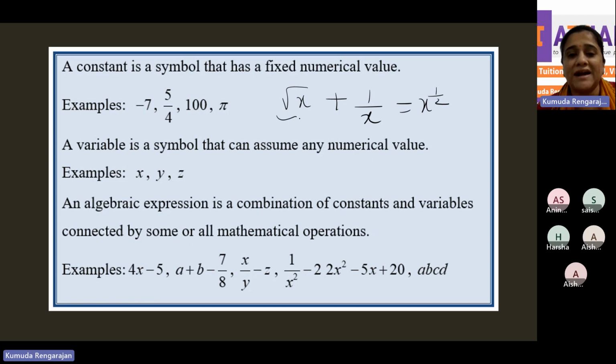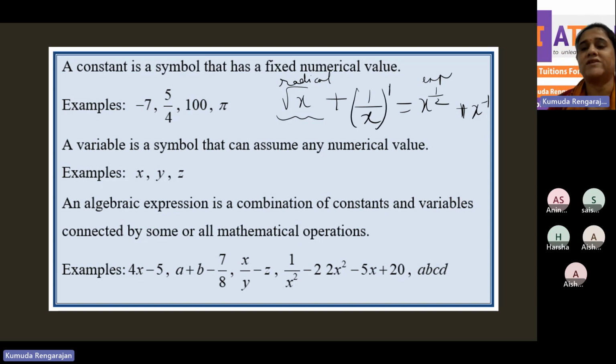Root x is called the radical form, and this is called the exponential form. Root x can be written as x to the power 1 by 2, and 1 by x can be written as x to the power minus 1. We've already completed exponents. If you can recall, 1 by x is x to the power minus 1: reciprocal of the base, negative of the power.